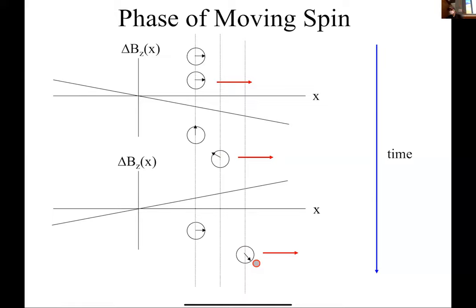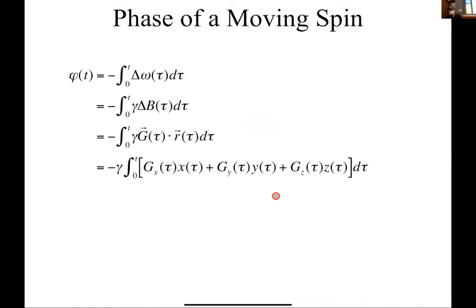So what this means is that there's a relationship between velocity and phase. If we can measure the phase of a spin, then we can measure its velocity. The way we do that is we go back to our original equation of what phase is: phase is just the integral of my frequency, which is gamma times whatever delta B I have, which is gamma times the gradient. Before we had G dot R, and we didn't have this tau in it. But now we're going to replace this R vector with an X of tau, Y of tau, Z of tau, allowing things to move as a function of time.